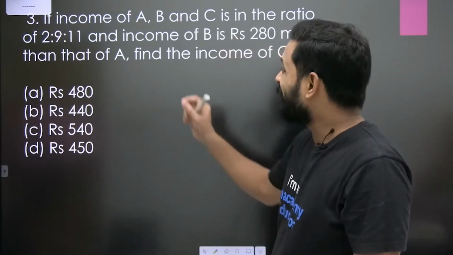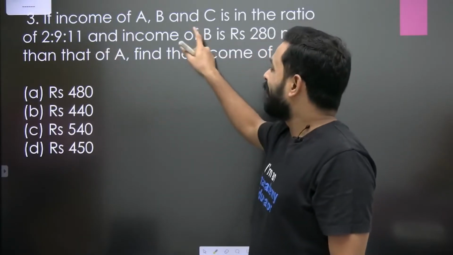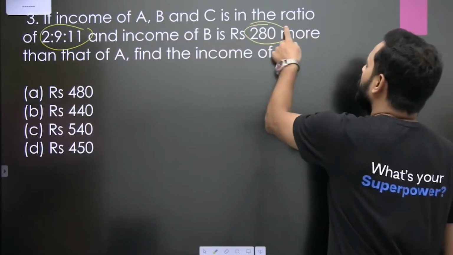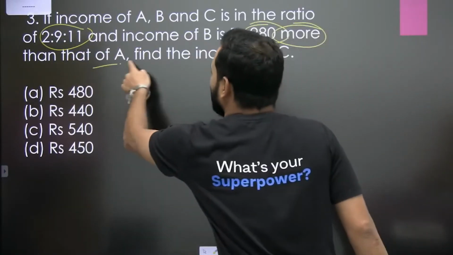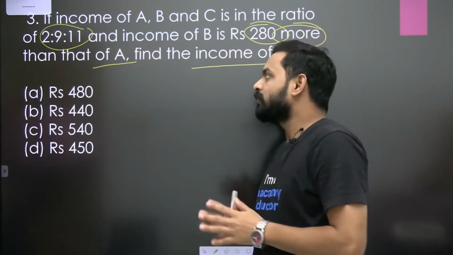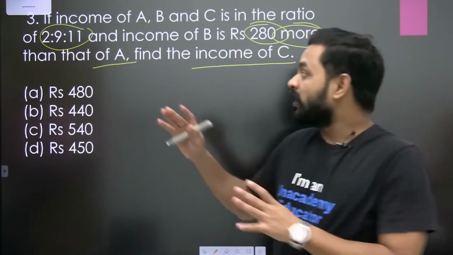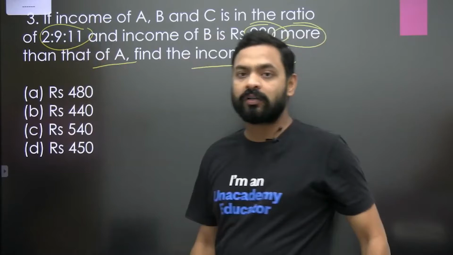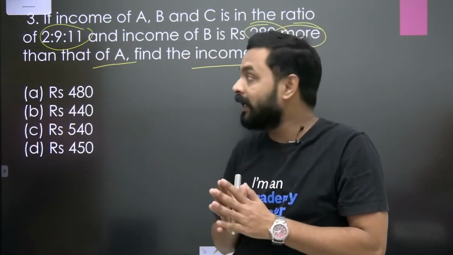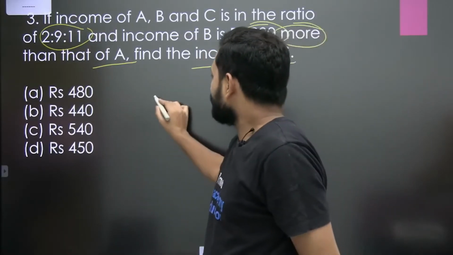The next question says, if the incomes of A, B and C are in the ratio 2:9:11, and the income of B is 280 more than that of A, then find the income of C. I'll have to find the income of C. See, how do we solve it? Income of A, B and C in the ratio 2:9:11. So is it the real income? No, it is not the real income. It is the income in terms of ratio, comparative value, right? And the income of B is 280 more than that of A.